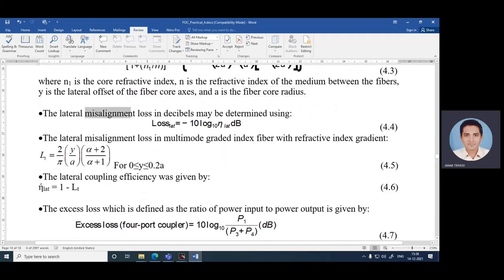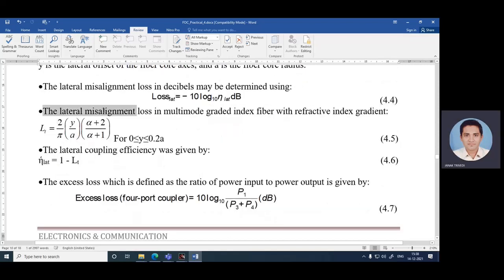The lateral misalignment loss in decibels may be determined using L loss lateral equals minus 10 log10 η lateral in dB. This is equation 4.4. Then the lateral misalignment loss in a multimode graded-index fiber with refractive index profile α is equal to 2/π (y/a) (α + 2)/(α + 1) for 0 ≤ y ≤ 0.2a, equation 4.5. The lateral coupling efficiency was given by η lateral equals 1 minus L_T.